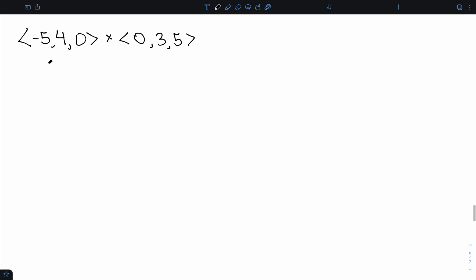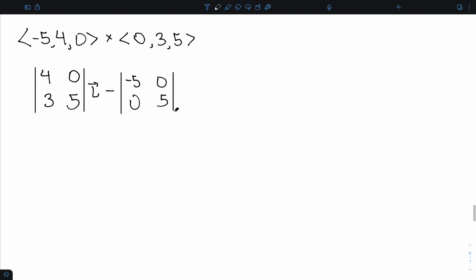Let's go back to the example we've been doing. -5, 4, 0, cross 0, 3, 5. Using the determinant method, we'll ignore the first coordinates. So we have 4, 0 and 3, 5 times i, minus, we'll then ignore the second coordinates. That'll give us -5, 0, 0, 5 times j, plus ignore the third coordinates. That'll give us -5, 4 and 0, 3 times k.